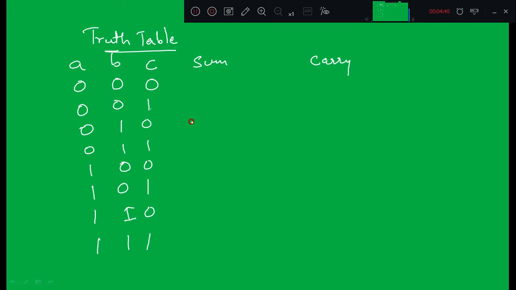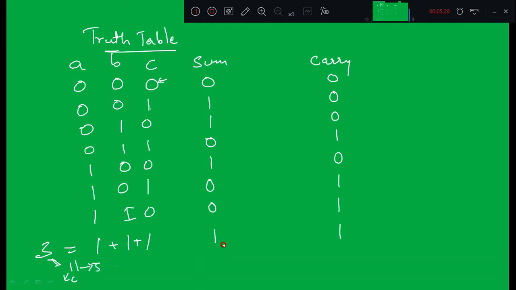Next, add them. 0 plus 0 plus 0, the previous generated carry is 0, so 0 0 0, sum is 0, carry is also equal to 0. 0 0 1, sum is 1, carry is 0. 0 1 0, sum is 1, carry is 0. 0 1 1, sum is 0, carry is 1. 1 0 0, sum is 1, carry is 0. 1 0 1, sum is 0, carry is 1. 1 1 0, sum is 0, carry is 1. And the last one is 1 1 1, because 1 plus 1 is 2, 2 plus 1 is 3. How do you write 3 in binary? 1 1. So this is sum and this is carry. So both are high here, right?